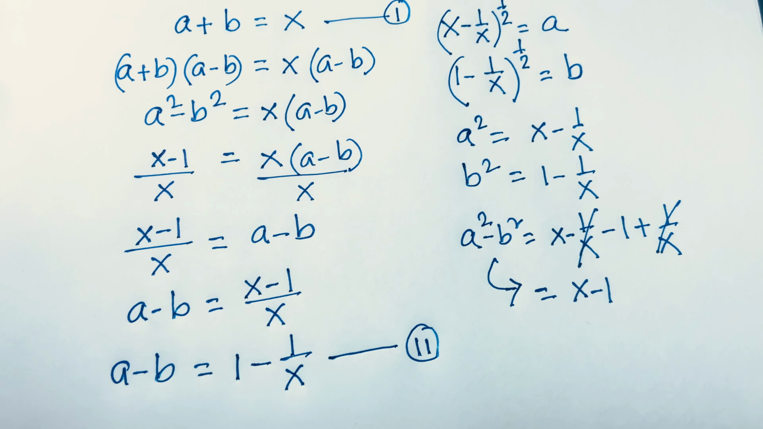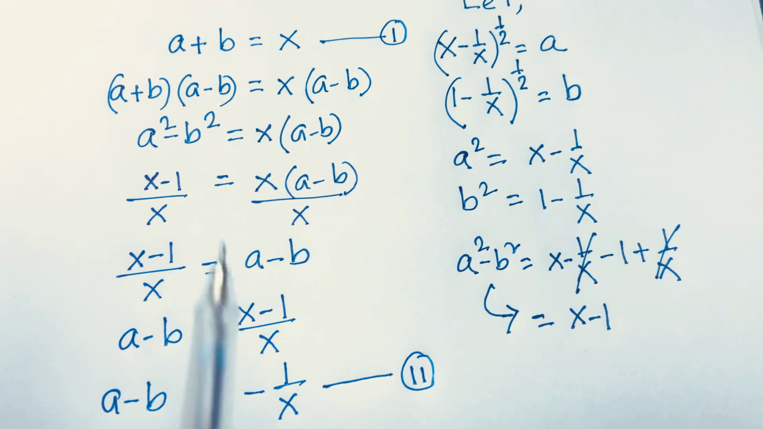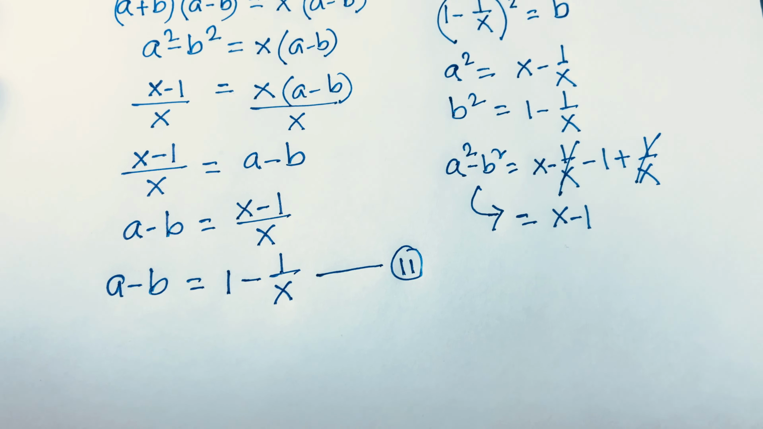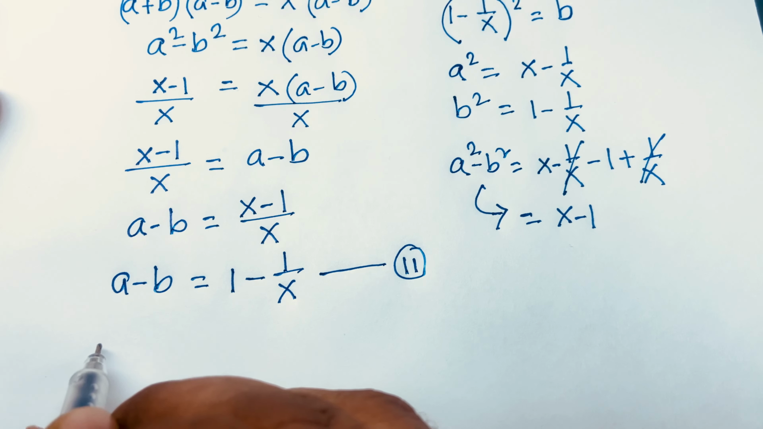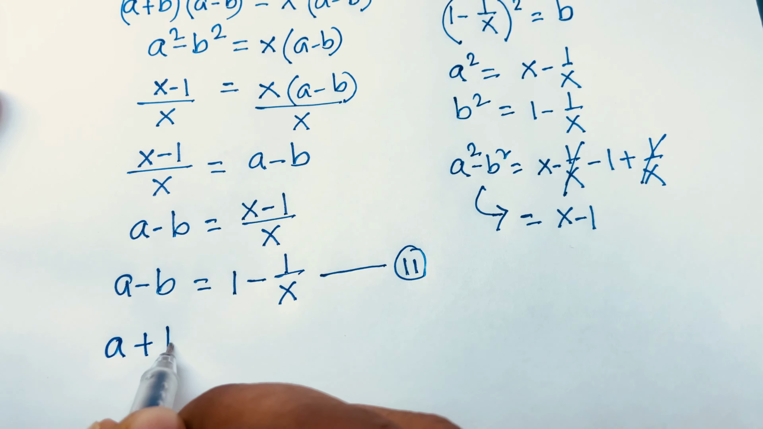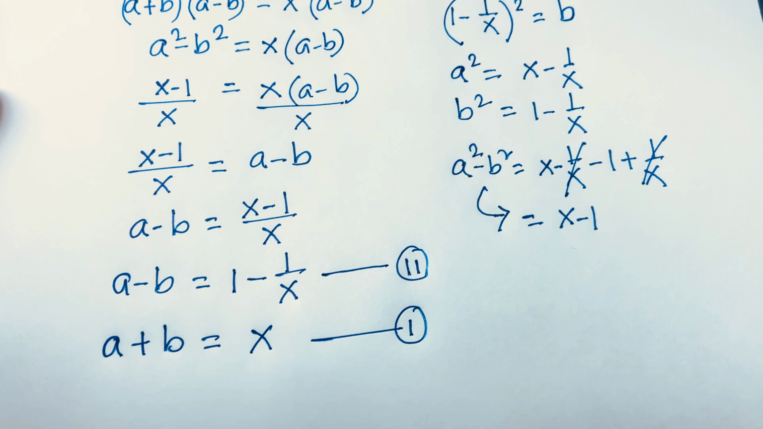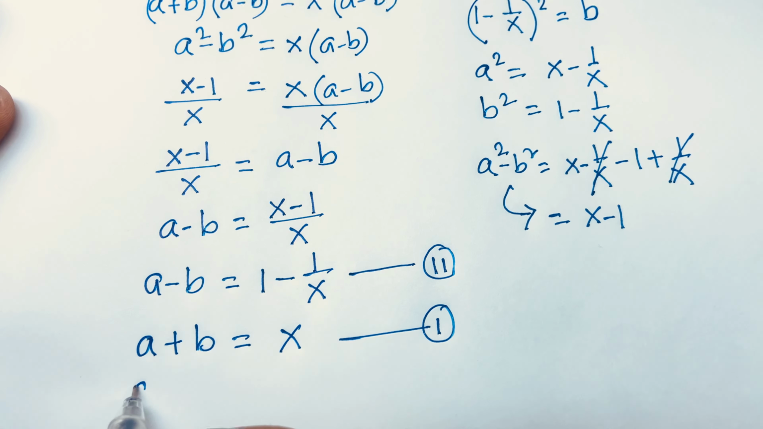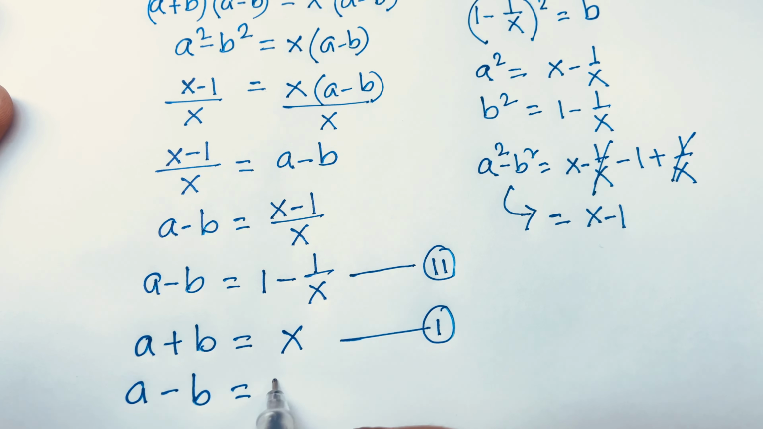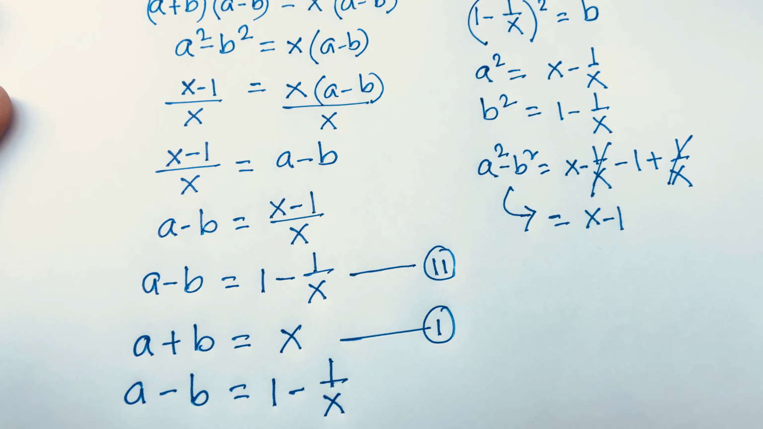Look, so our first equation is a plus b is equal to x. This is our first equation. And we'll find out our second equation is a minus b is equal to 1 minus 1 over x.